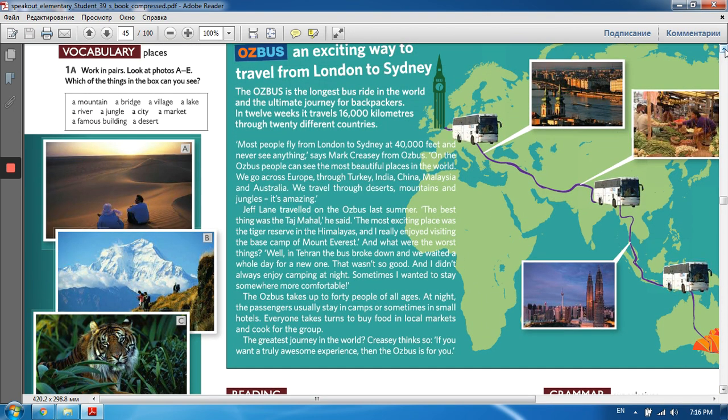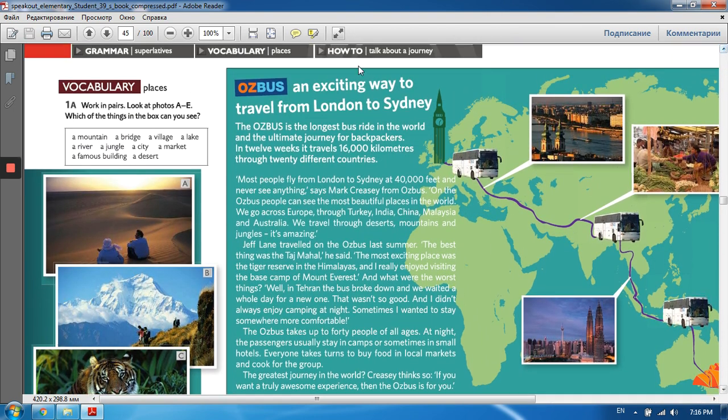And now, let's have a look at the words which are in the box. Working in pairs. Look at photos A to E. Which of the things in the box can you see? Let's read the words. A mountain, a bridge, a village, a lake, a river, a jungle, a city, a market, a famous building, and a desert.